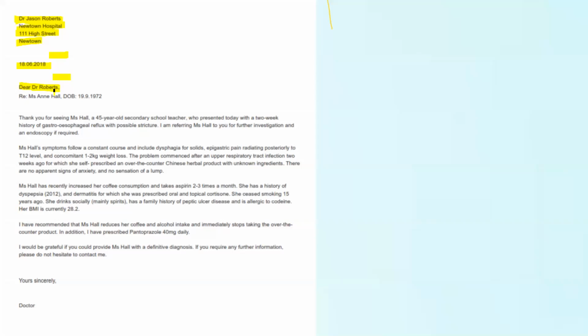Salutation, you can write the family name of your recipient. And here, the family name is Roberts, so you can write Dr. Roberts directly without mentioning Jason. So this is the salutation or greeting. After that, this is the subject regarding Ms. Hall and date of birth, and so on. Then blank line.